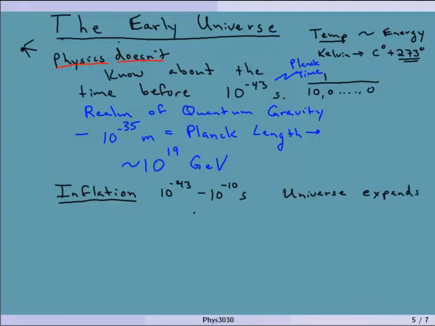It expands from smaller than a proton, to, which is like 10 to the negative 35 meters. A proton's like 10 to the negative 15 meters-ish. So smaller than a proton, to the size of a grapefruit. That's what your book says, and I like that. Now, a grapefruit doesn't seem very big for the entire universe. But at some point it was.